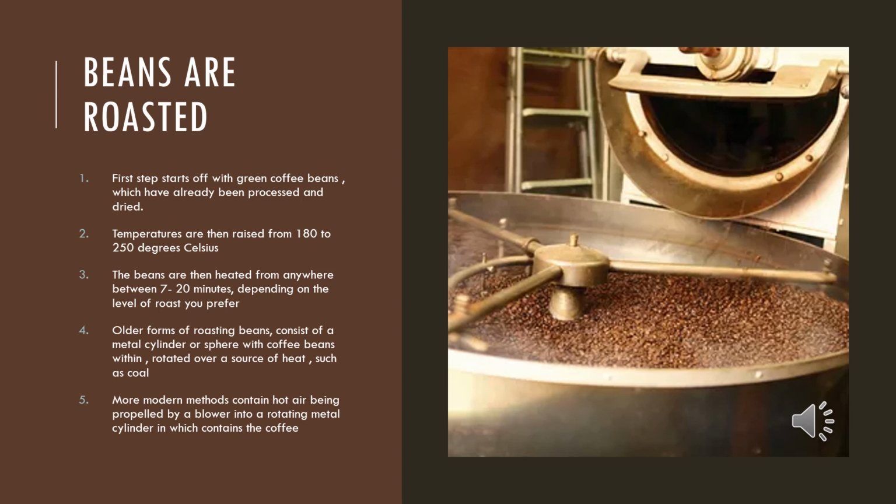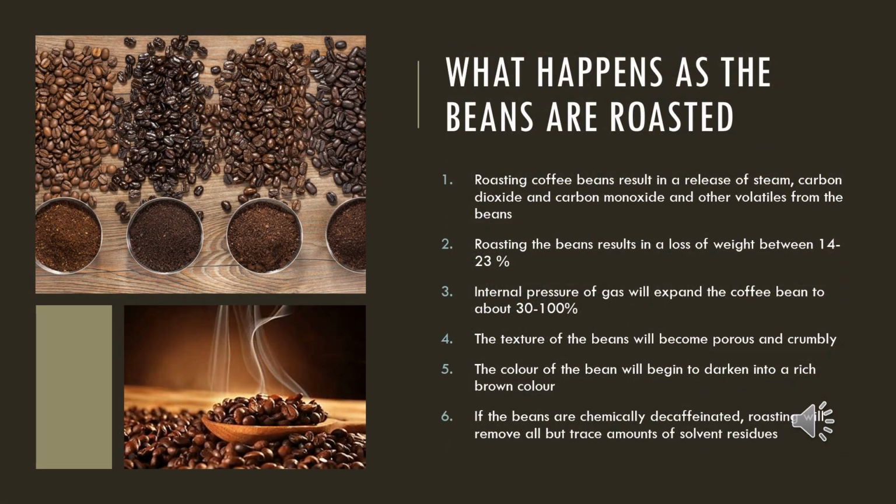The methods of roasting are big metal cylinders rotated over a source of heat, either by coal or hot air being propelled throughout. As the temperatures begin to increase, the release of steam begins to appear. However, within that steam release, there is also release of both carbon dioxide and carbon monoxide, as well as other volatiles within the coffee bean.